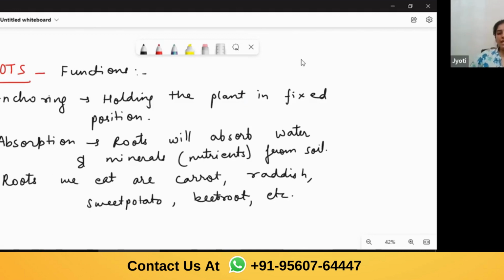Okay, so coming to the next one, next is stem. We will see now the functions of the stem. These were the functions of the roots. Now we see the functions of the stem.